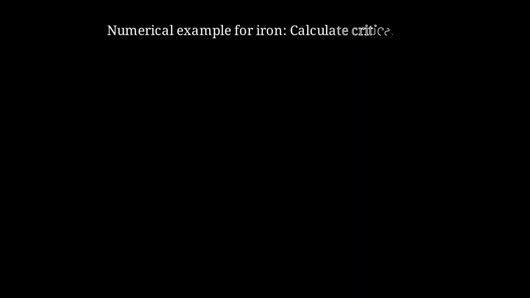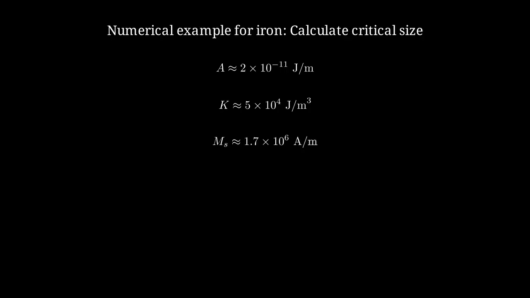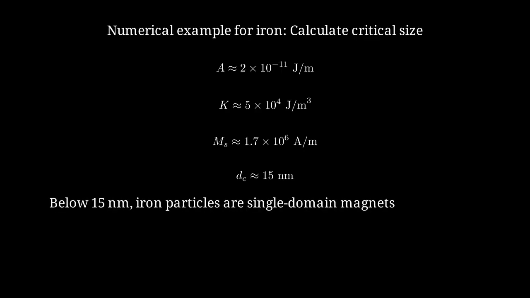Let's calculate this for iron with real numbers. For iron, the exchange constant is about 2 times 10 to the minus 11 joules per meter. The anisotropy constant is about 5 times 10 to the 4th joules per cubic meter. The saturation magnetization is about 1.7 times 10 to the 6th amperes per meter. Plugging these values in, we get a critical diameter of approximately 15 nanometers for iron. This means that below about 15 nanometers, an iron particle cannot support multiple domains and becomes a single-domain magnet.